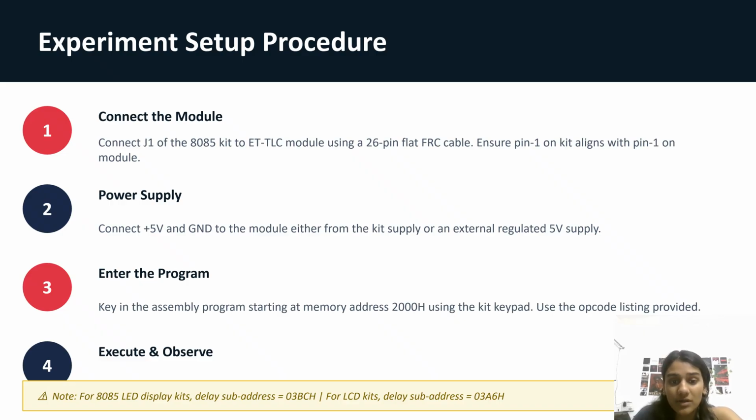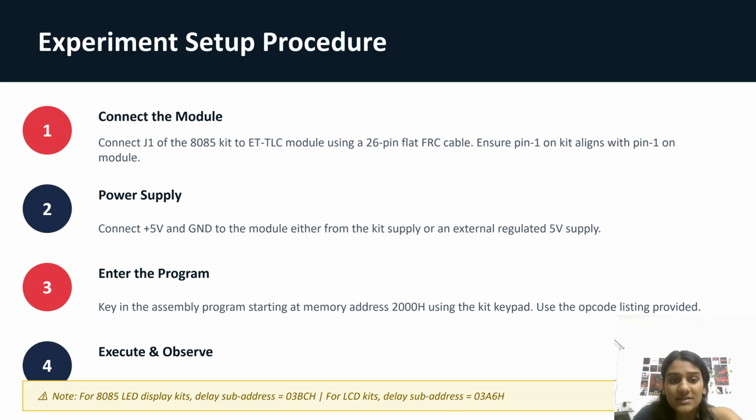Next, we provide power to the system. The module requires +5V and ground, which can either be taken directly from the trainer kit or from an external regulated supply. Stable power is important because incorrect voltage can lead to unpredictable LED behavior.